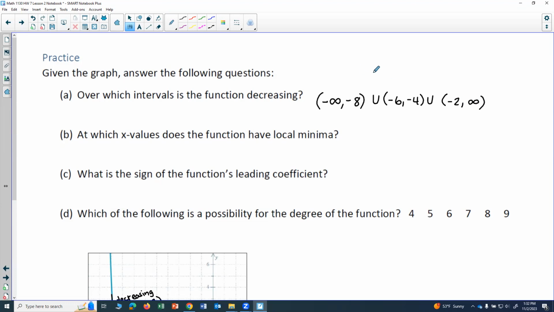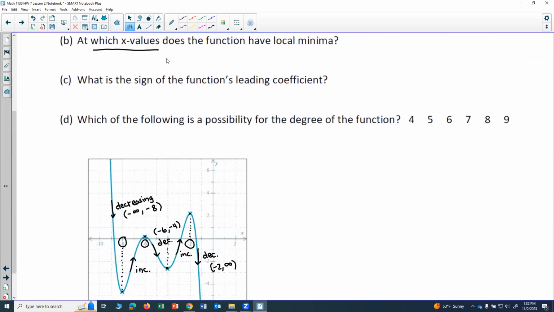So notice this is interval notation. These are all x values. So these are x value intervals. No y values are involved here. All right, the next one says, at which x values does the function have local minima?